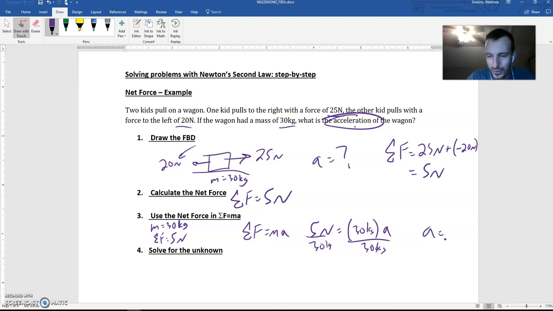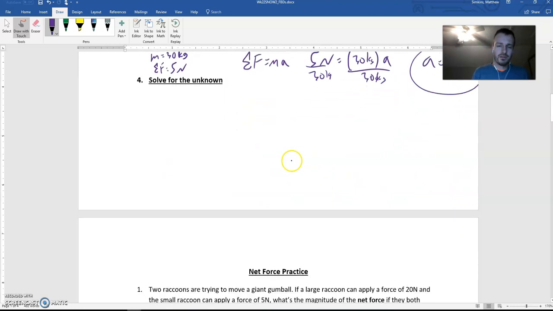That's what I was thinking, but it's early, so I don't want to make a mistake on the video here for you. So 0.167 meters per second squared, because it's acceleration. So that'd be solved for the unknown. I guess I just did step 4 in there. So anytime you see a force type of problem, that's the approach you want to do. You want to say, all right, what's my net force? And then do I know our mass or acceleration? And then how does that fit into sigma F equals ma?